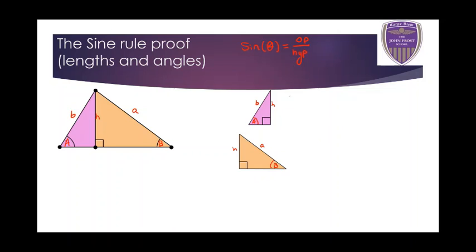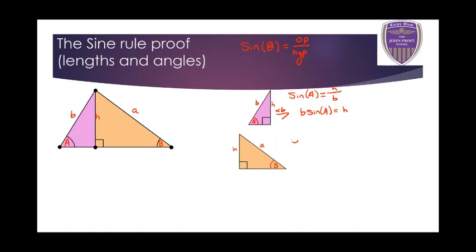So let's use this formula, but with these triangles, okay? So for the purple triangle, I've got sine. The only angle I've got is angle A. So sine of A is equal to the opposite over hypotenuse. Well, in this case, the height is the opposite side, and the hypotenuse is side B, okay? Now, I want to rearrange this equation, so I've got height on its own, okay? And because I'm dividing by B, I'm going to want to multiply both sides by B, and that will leave me with B sine A equals H, okay?